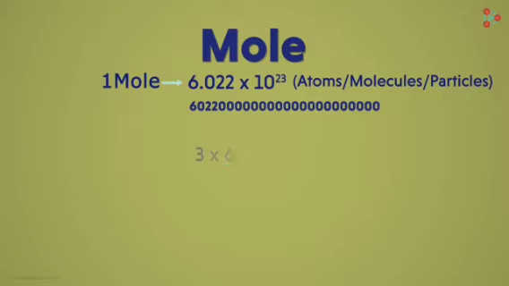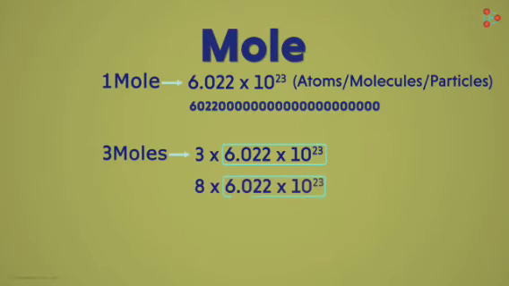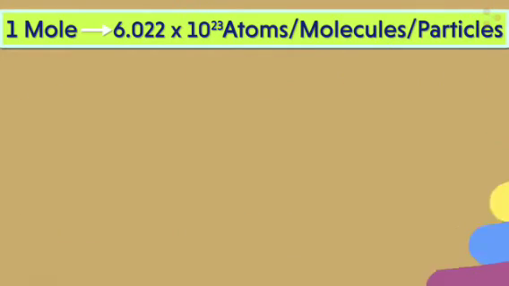Now let's say we take a substance which has 3 times the number of particles here. Then we say that this is 3 moles of this substance. And what if we have a substance which has 8 times the number of particles here? That's correct. It will be 8 moles of that substance. That's the basic concept of a mole of any substance. Let's see if you've understood the concept well.